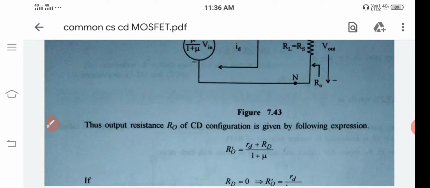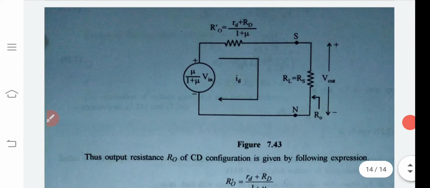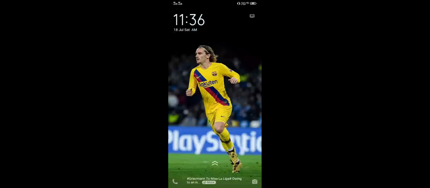So this is the common source and common drain. FET and MOSFET are used for both, and calculations are done by the small signal model for AC analysis.